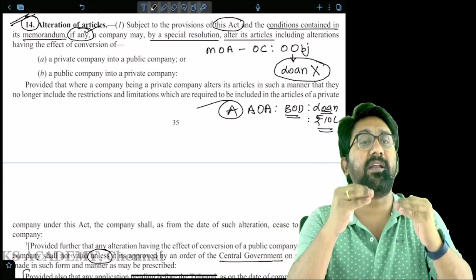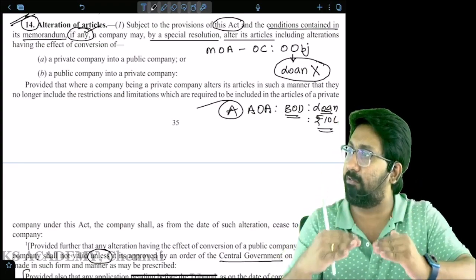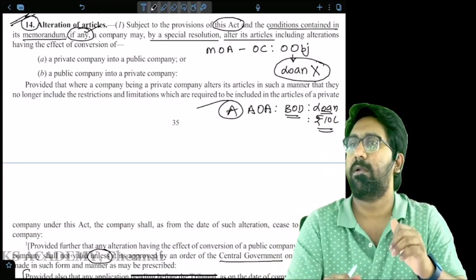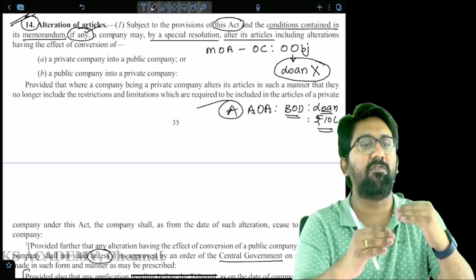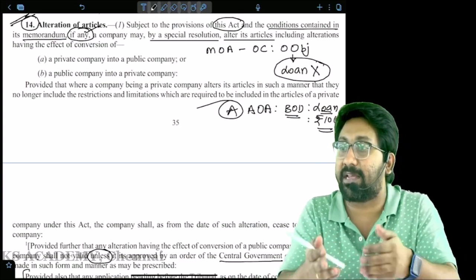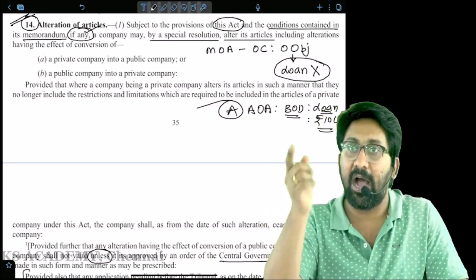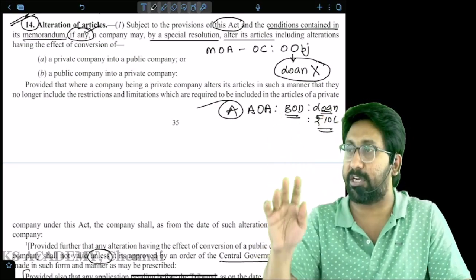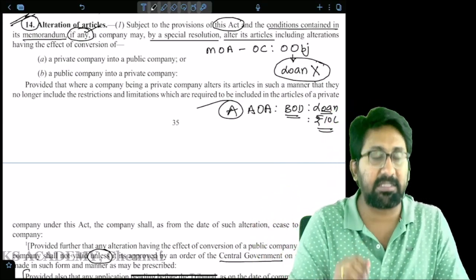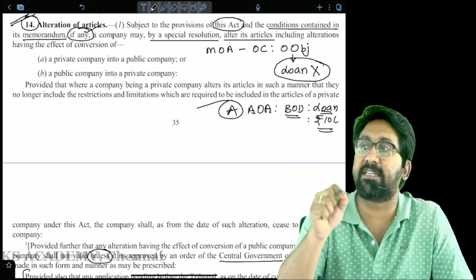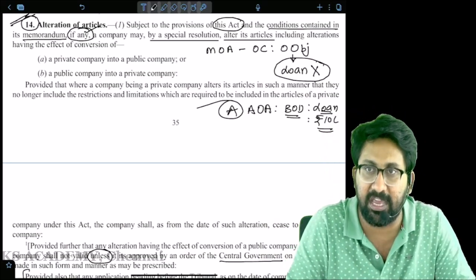Tell me, the contents of AOA are subjected to the contents of MOA, right? That means whatever I didn't write in the MOA, how can the articles be altered to say that? Therefore, two things: subjected to the act and subjected to the memorandum. Only by following the compliances of the act and memorandum can you make the alteration to the articles.